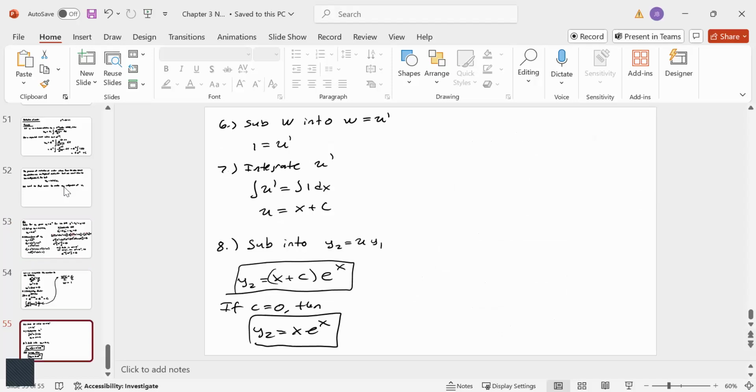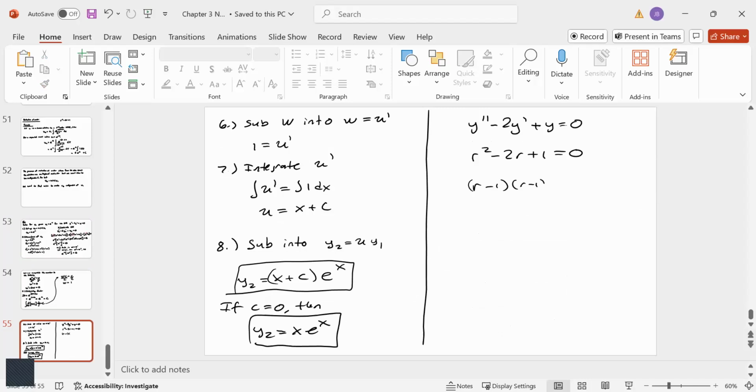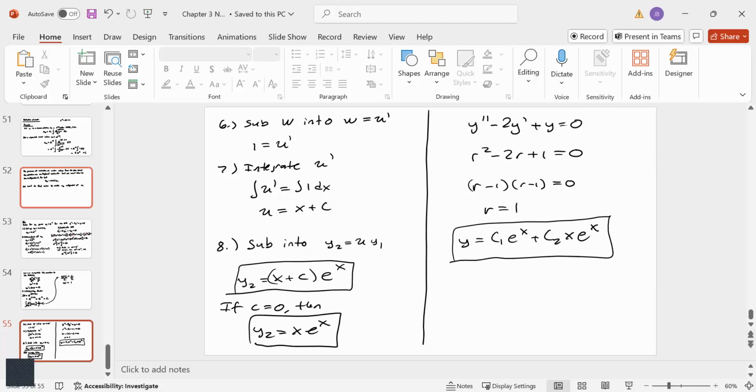Now, if you compare this to our auxiliary method, y double prime minus 2y prime plus y equals 0, well, we just do this, right? And look at that, y2.